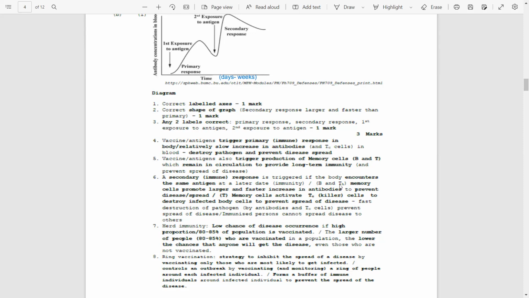So both your B cells and your helper T cells had made memory cells from the first encounter. So these cells will promote larger and faster increases in your antibodies to prevent the disease from spreading. The T memory cells will activate T killer cells also to destroy infected body cells to prevent the disease from spreading. So there will be fast destruction of pathogens by the antibodies and the cytotoxic T cells to prevent the spread of disease, and so the immunized person cannot spread disease to others.